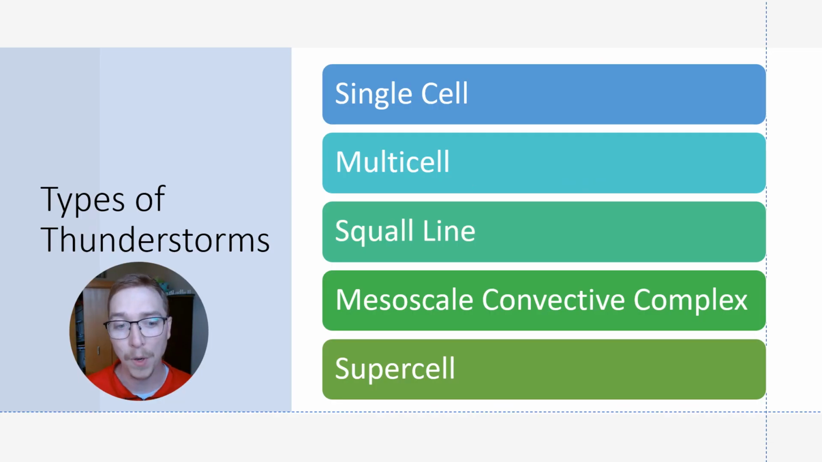Now, there are a number of different types. We've got single cell, multi-cell, squall lines, mesoscale convective complexes, and supercells. Obviously, each of these has their own associated characteristics. We're going to talk about a good number of them, some with higher severity than others, obviously.